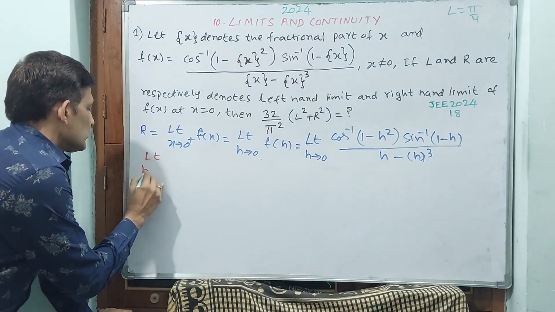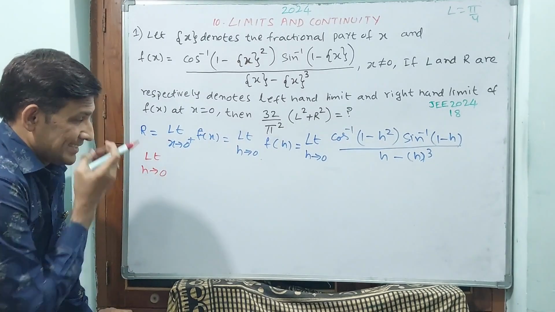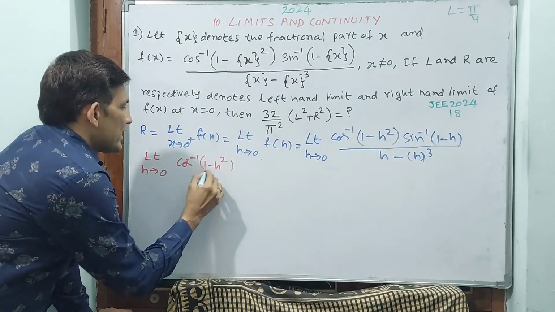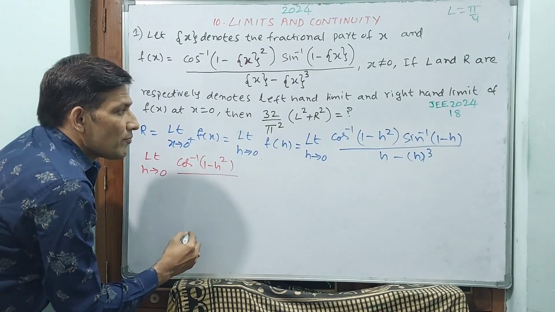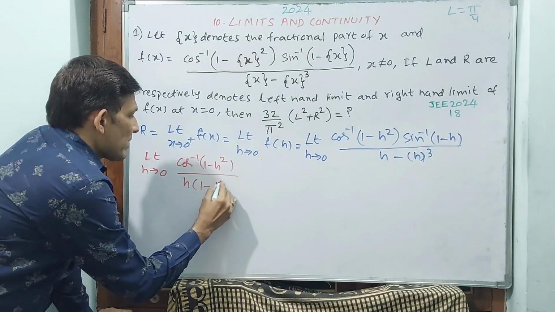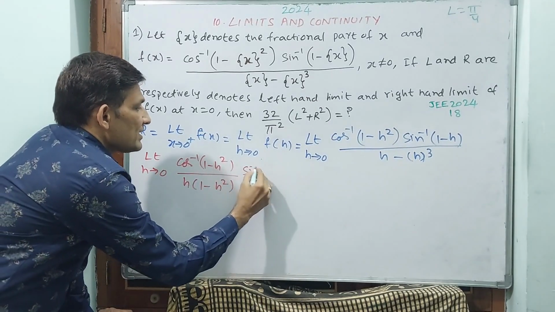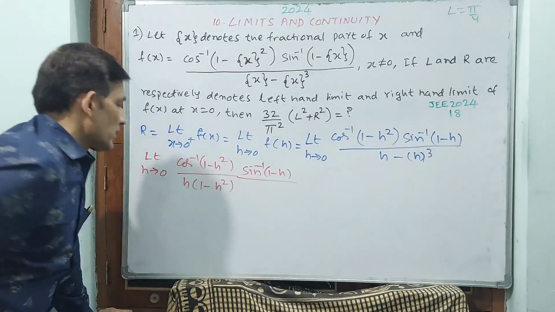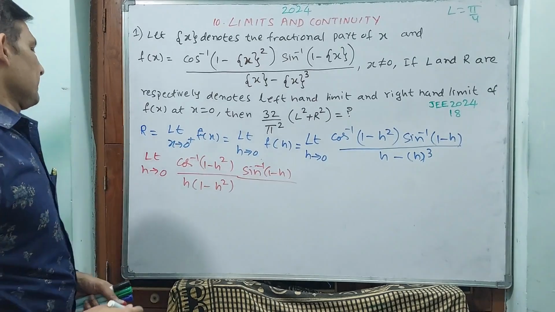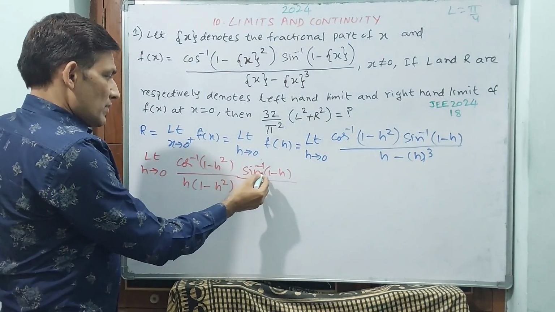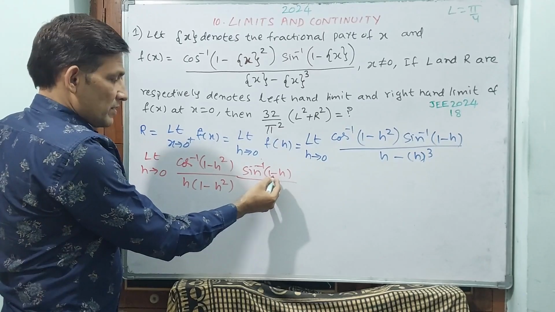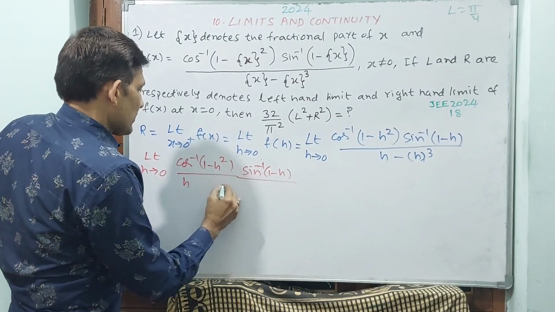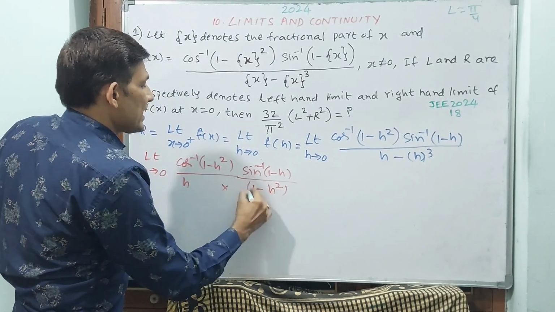Write down then the limit as h tends to 0 of cos inverse of 1 minus h square by h. You take h common from the denominator, 1 minus h square, and it is going to become again sin inverse of 1 minus h. Now if you apply 0 here, sin inverse 1, that means into 1 minus h square. Shall I write like this?